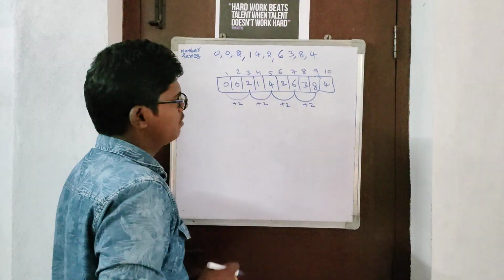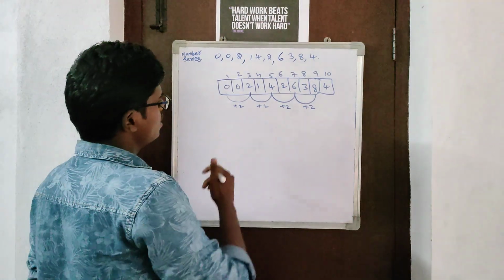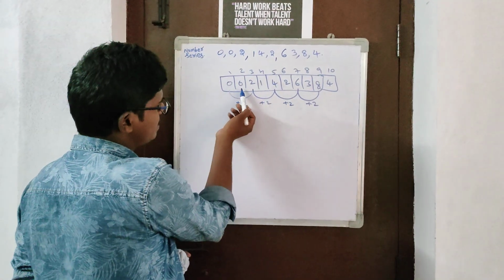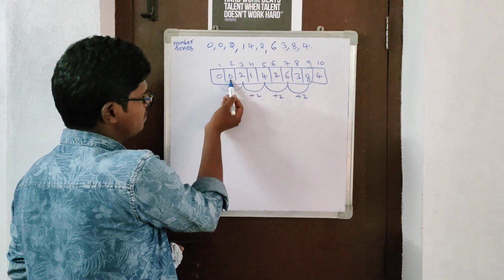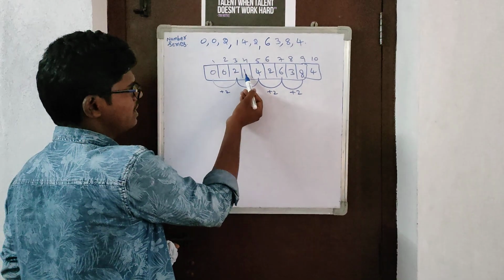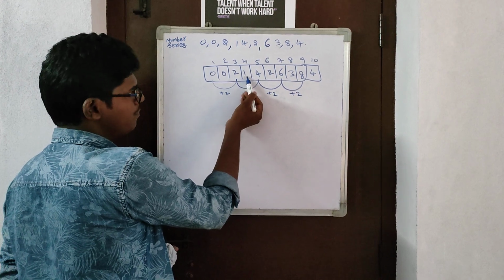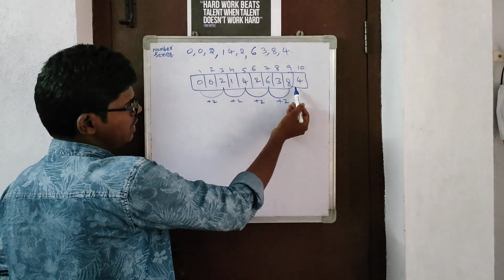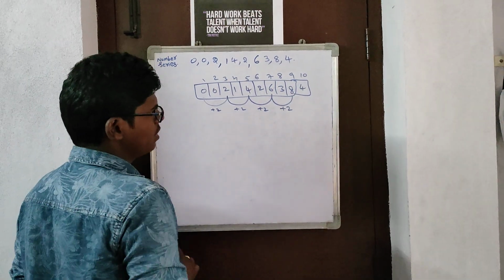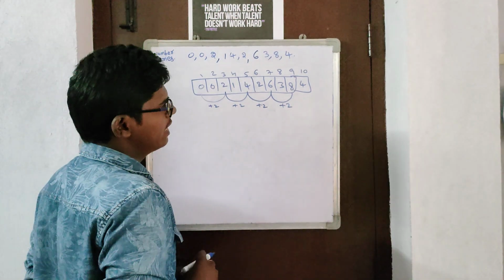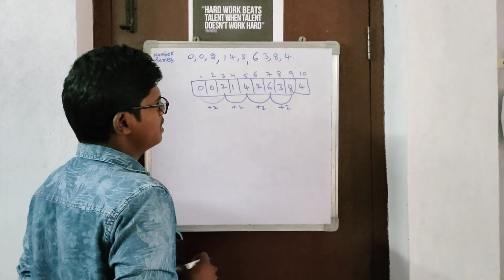So what about the even-position numbers? If you observe them, each is the previous number divided by 2. The previous number is 0, 0 by 2 is 0 again. Then 2 by 2 is 1, right? 4 by 2 is 2, 6 by 2 is 3, 8 by 2 is 4. So now I understood the logic, I understood how the series is taking place.